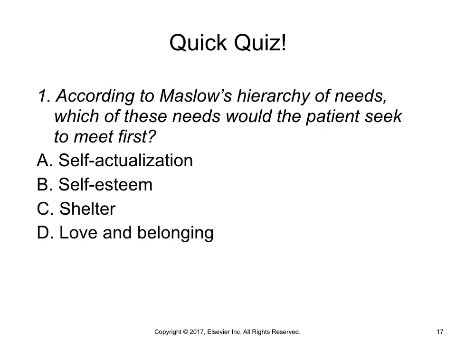Time for a quick quiz. According to Maslow's hierarchy of needs, which of these needs would a patient seek to meet first? A. Self-actualization. B. Self-esteem. C. Shelter. Or D. Love and belonging.